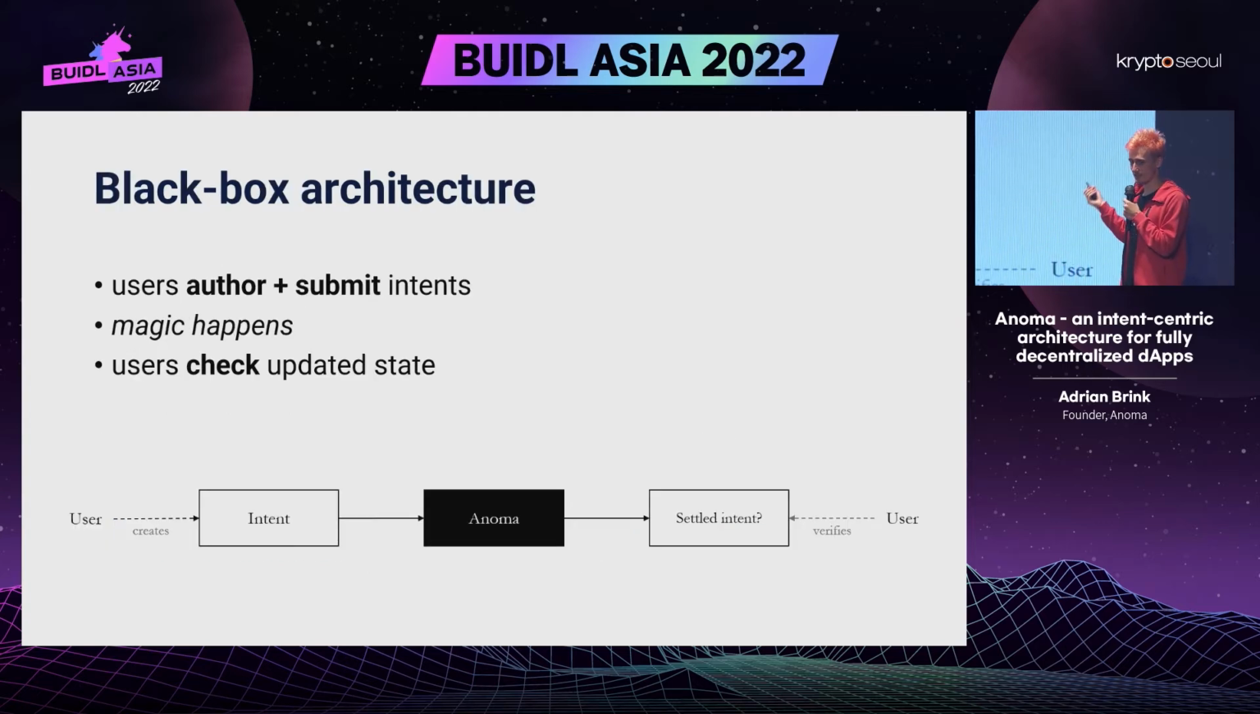Right, and with Anoma this results also in a black box architecture. Users author and submit intents, then magic happens, where the system figures out how to satisfy as many intents as possible, and then users just need to check the updated state. Users never have to worry about what the black box actually does, because they've authorized what they're okay with.